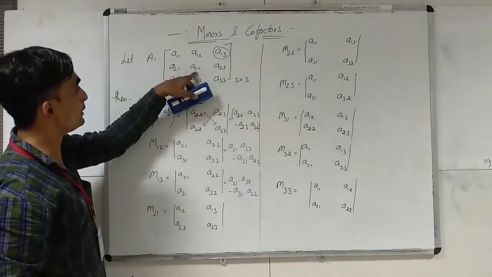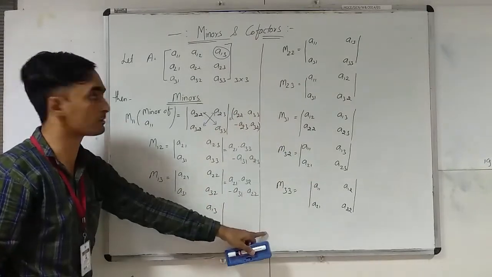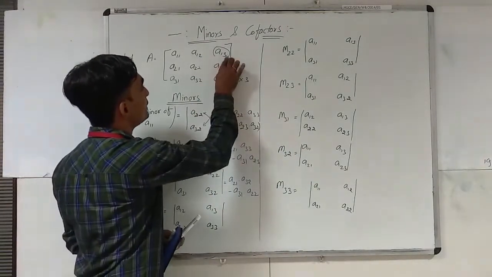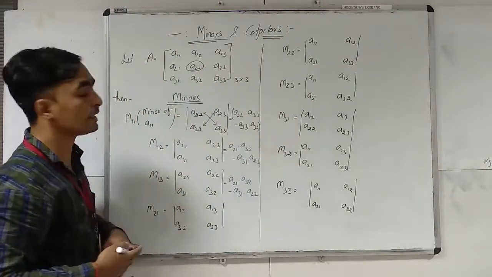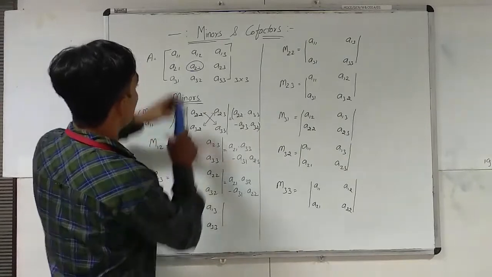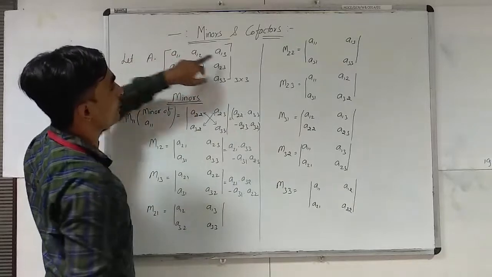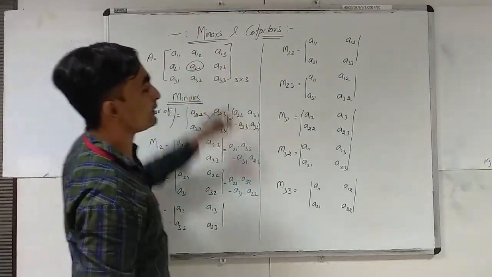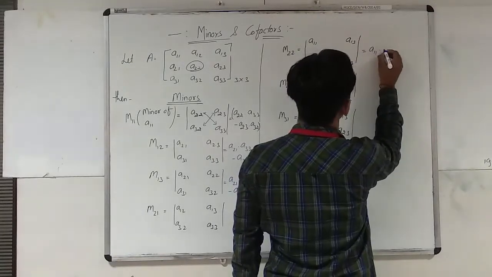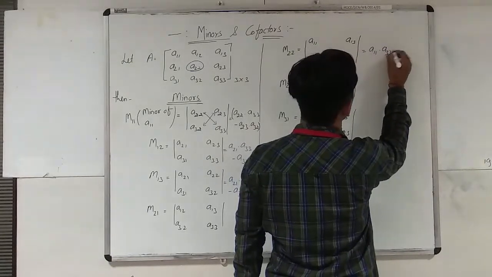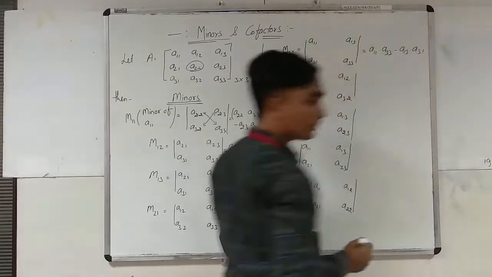Same way, find for A21, find for A22, find for A23. All entries you will find similarly. For example, randomly we have taken A22. So what happened? Remove the entries of the second row and second column. So it will be A11, A13, A31, A33, and simplify it: A11 into A33 minus A13 into A31.